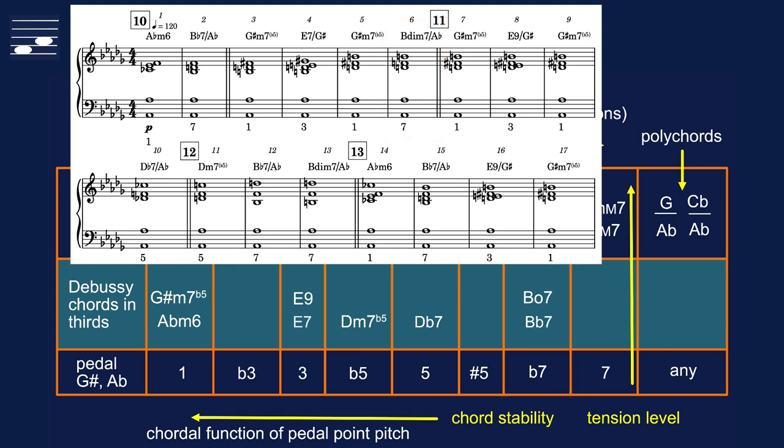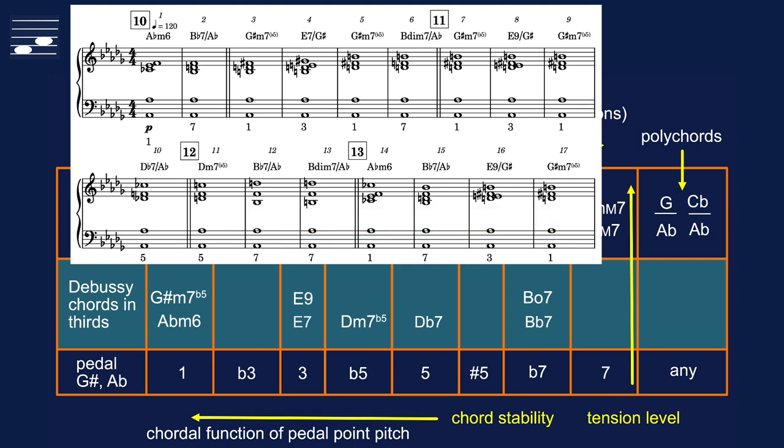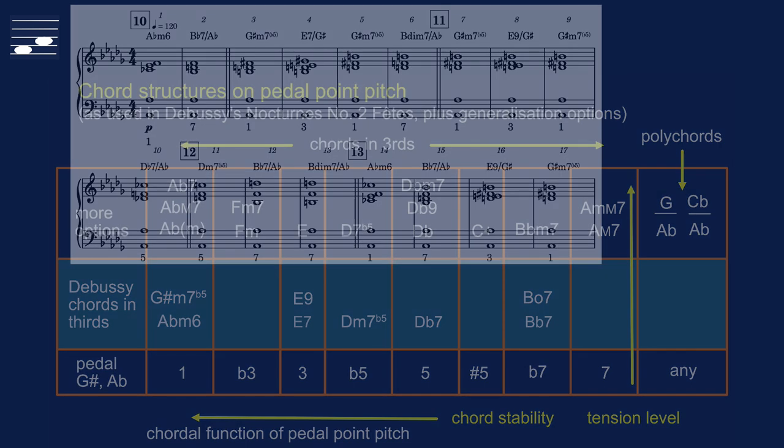Debussy creates a chord progression from this set of 8 chords, as we may now hear in the harmonic framework. Note how he varies the bass chordal function and the chord tension over time. Of course, the transition at the end breaks out of this approach, instead using a set of chromatically descending parallel chords.